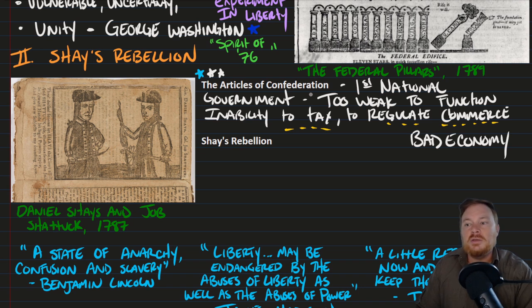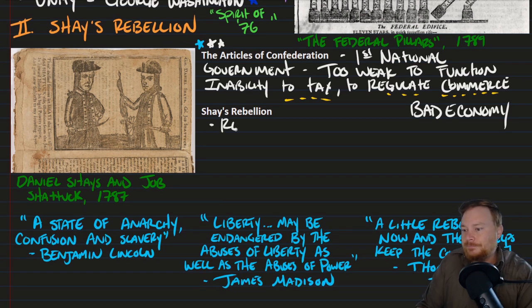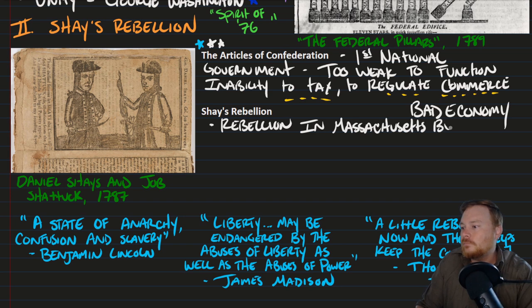And Shays' Rebellion will help convince Washington that, yes, a lot of his peers are correct in saying that the Confederation needs to be altered and that some change is necessary. That incident is Shays' Rebellion, right? Shays' Rebellion is a rebellion in Massachusetts by farmers against taxation.